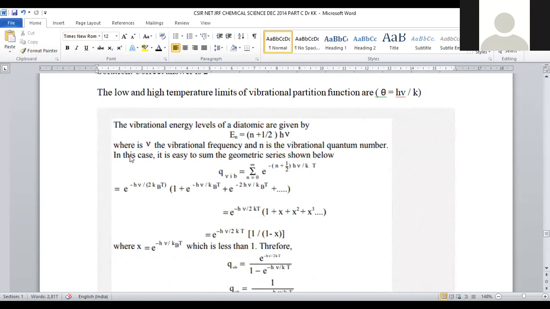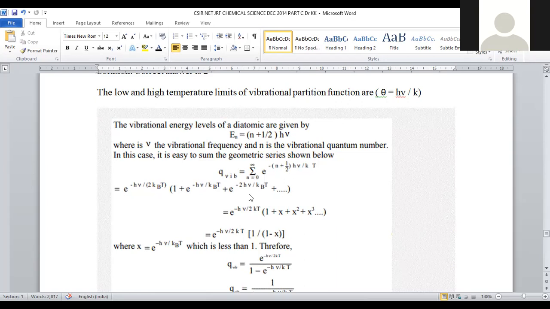Nu denotes the vibrational frequency, and n is the vibrational quantum number, so that may be 0, 1, 2, 3 like that. It is easy to sum the geometric series as shown below. The geometric series is taken as Q vibrational is equal to the summation from n equal to 0 to infinity. These are the limits, 0 to infinity, you are going to sum e to the power minus (n plus 1 by 2) h nu by kT.